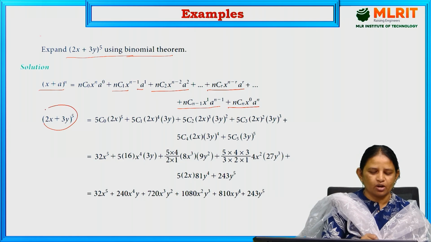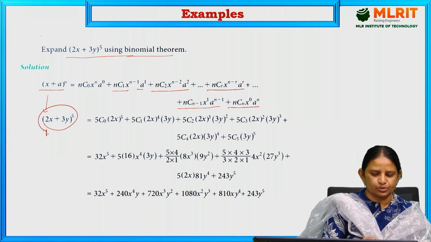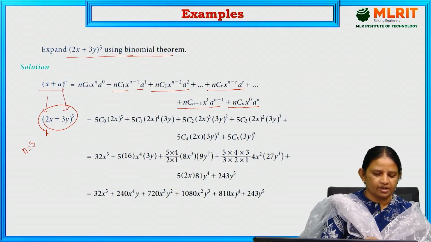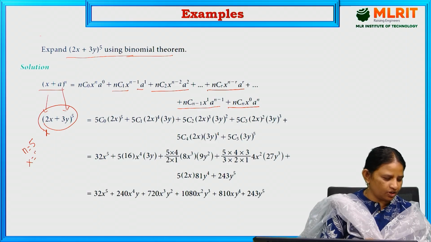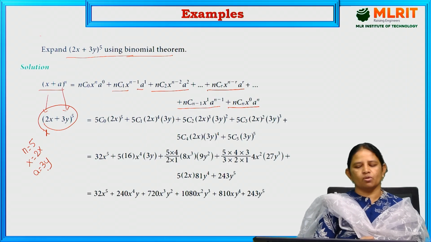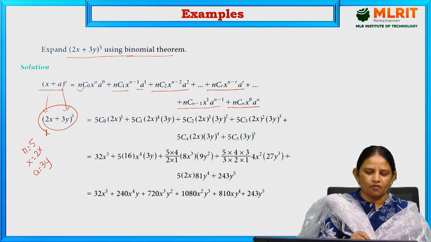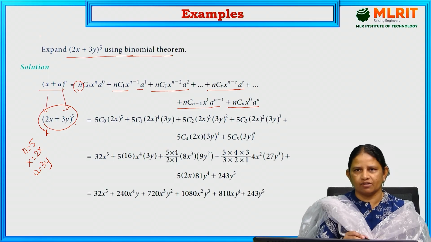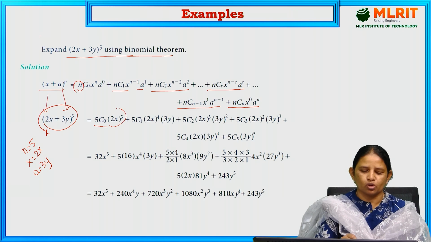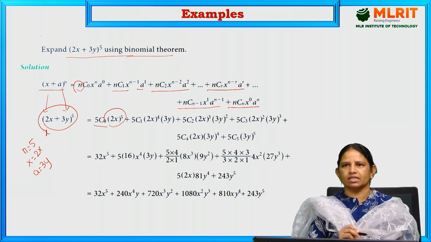Now we need to expand these terms in the binomial expansion: 2x plus 3y whole power 5. Here x is 2x, a is 3y and n is equal to 5. So we have to expand those terms. In the place of n, you have to substitute 5. 5c naught, x to the power of n, what is x? 2x whole to the power of 5. What is a power 0? A power 0 is 1, no need to substitute the value.